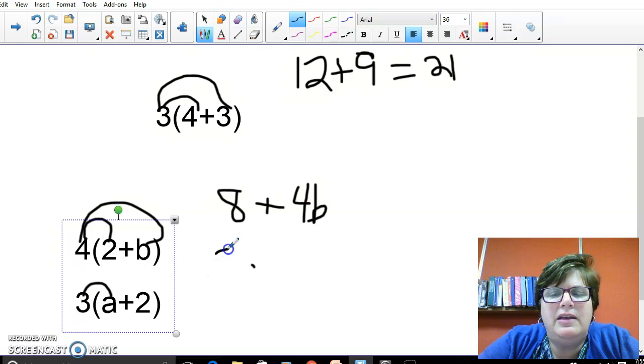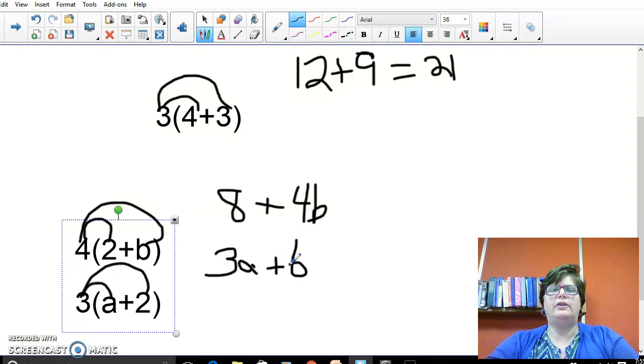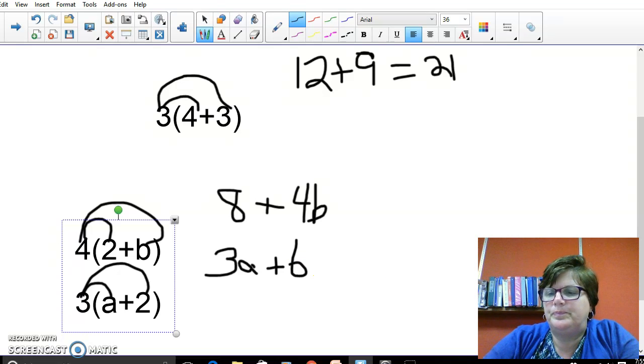Let's try this one. 3 times a, 3a plus, and 3 times 2 would be 6. And again, that's as simple as we can get for this particular expression.